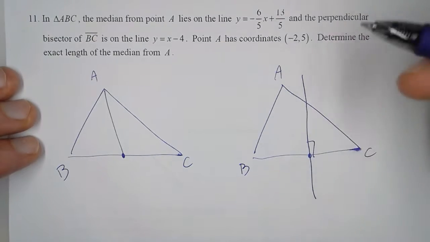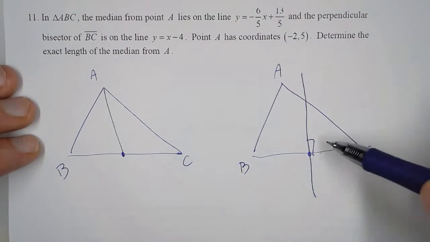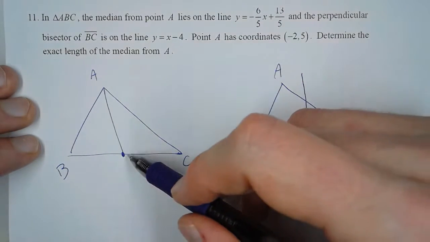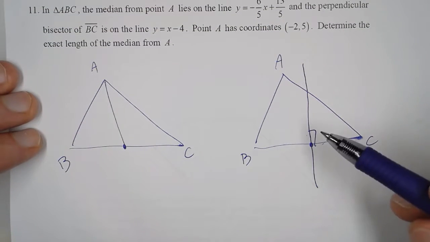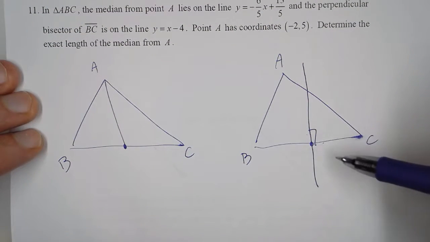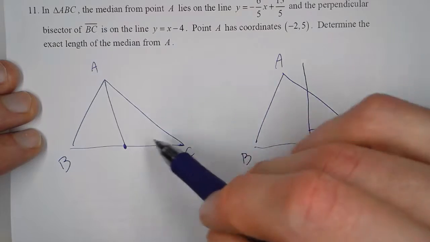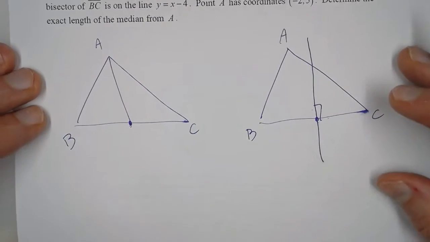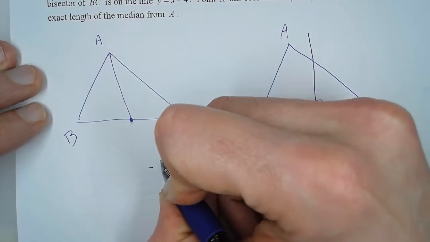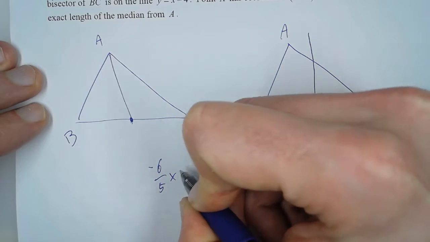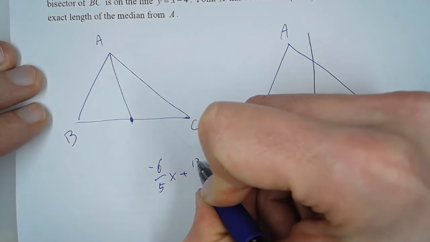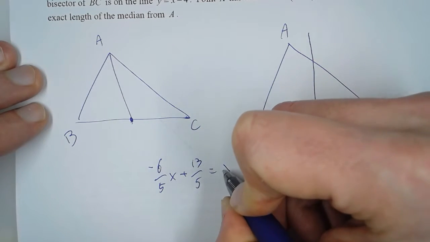Now what's the one thing that these two lines have in common? What they have in common is the midpoint of BC. So where these two lines cross is the point that we're concerned with. We want to figure out the coordinates of that point. So we set these two equations equal to each other: negative 6/5 x plus 13/5 equals x minus 4.